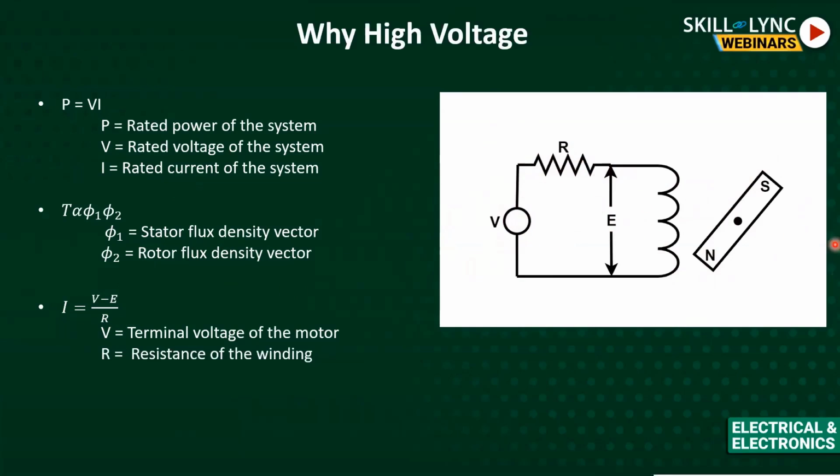If this is rotating at a higher speed, the back EMF will be more. So I need to increase the terminal voltage to pump more current into the motor, and the torque is proportional to phi1 and phi2. Phi2 is fixed and phi1 is directly proportional to the current. So if you want higher torques at higher RPMs, there is no other way than going to high voltages. That's how high voltage comes into the picture.